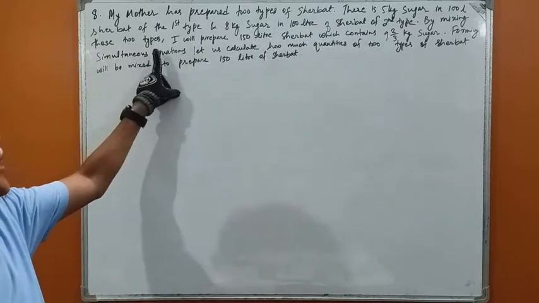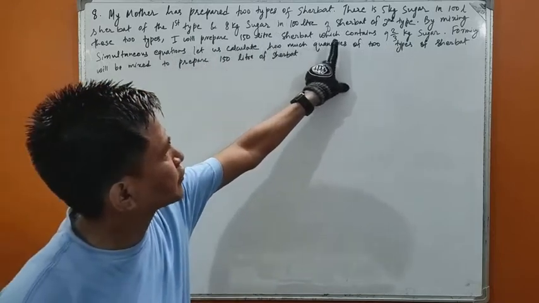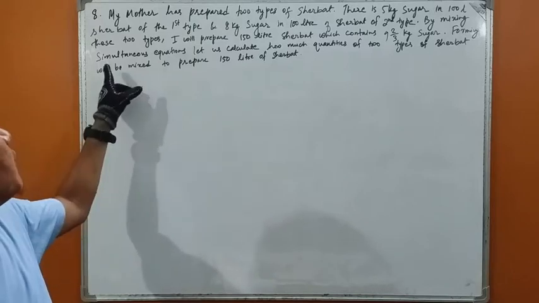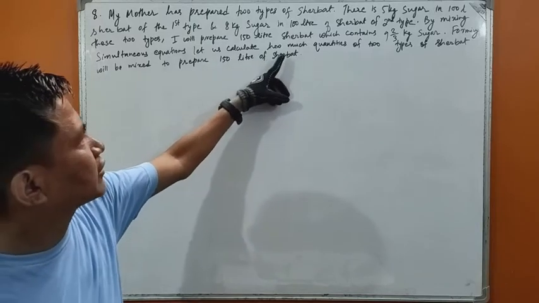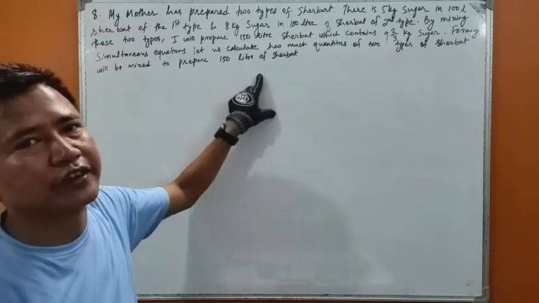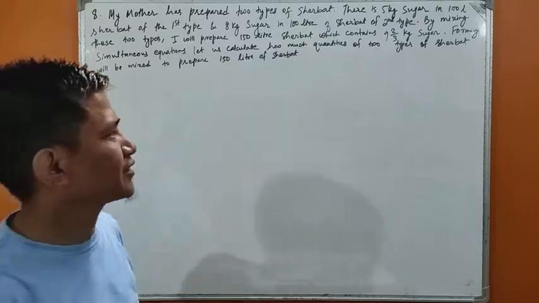By mixing these 2 types, I will prepare 150 liters of sarbat which contains 9 whole 2 upon 3 kg of sugar. Forming simultaneous equations, let us calculate how much quantities of the 2 types of sarbat will be mixed to prepare 150 liters of sarbat. Okay, let us understand this question first.